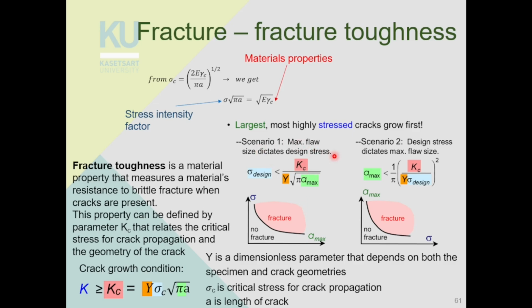So scenario one, when we have a max flaw size, that can dictate the design stress, right? So sigma is less than Kc over Y square root of pi a max. Basically, when you plot a graph of stress sigma and a max, you will get fracture if the value is above this line. Scenario two, when the design stress dictates the max flaw size, so a max is less than 1 over pi times (Kc over Y sigma design) squared.